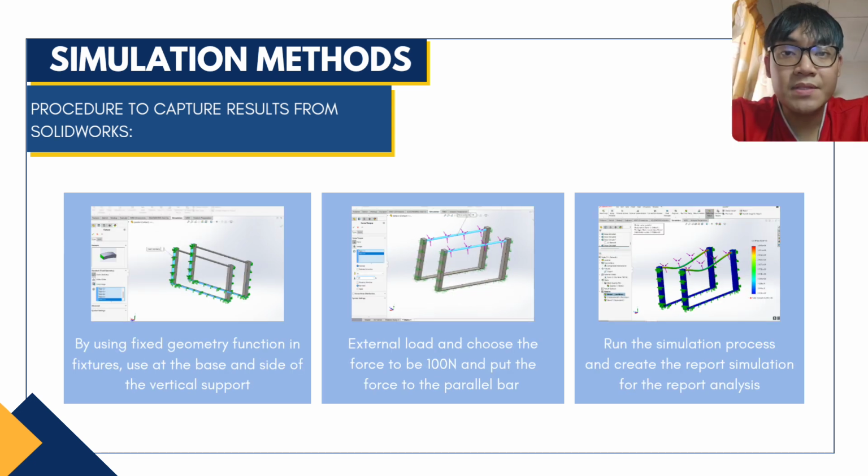For the last three steps, use the fixed geometry function in fixtures at the base and side of the vertical support. Then select the external load, choose the force to be 100 Newton, and apply the force to the parallel bar. Lastly, run the simulation and create the report for further analysis of the parallel bar.